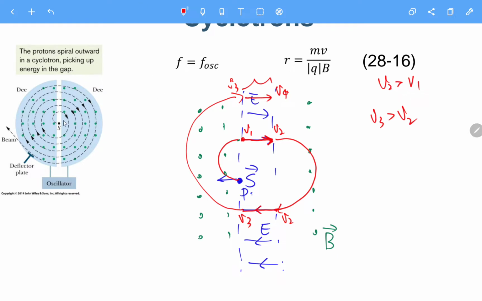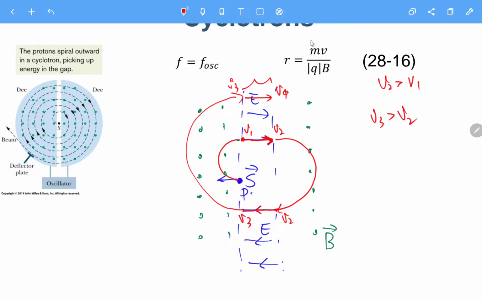So it has a shape like this. The radius becomes larger and larger. This is a semicircle, this is another semicircle with a larger radius, and then another semicircle with a larger radius, and so on and so forth. So up to there, we can then shoot this particle out.